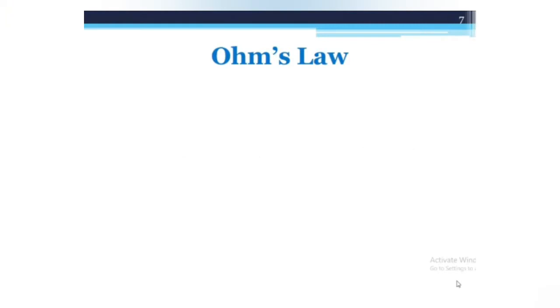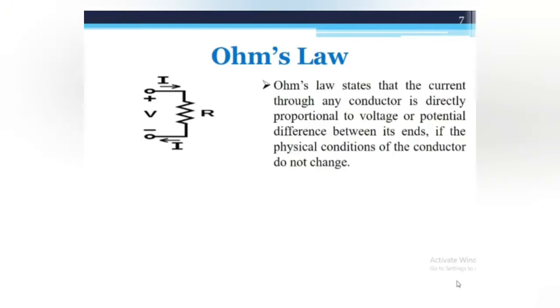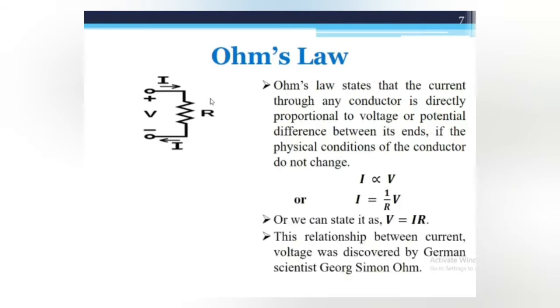Ohm's law. So Ohm's law states that the current through a conductor is directly proportional to voltage or potential difference between its ends if the physical conditions of the conductor do not change. Right? So see here this is your circuit. We apply the voltage V. At that time the current flowing in this circuit is I, and this is your resistance. So according to Ohm's law, I is directly proportional to V. If we remove the proportionality constant, then I equals 1 upon R into V. So Ohm's law we normally state is V equal to IR, right?